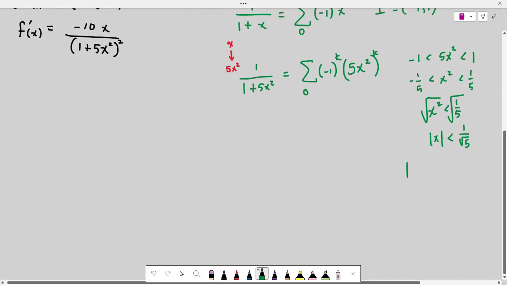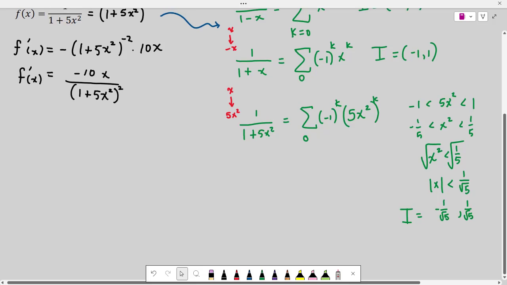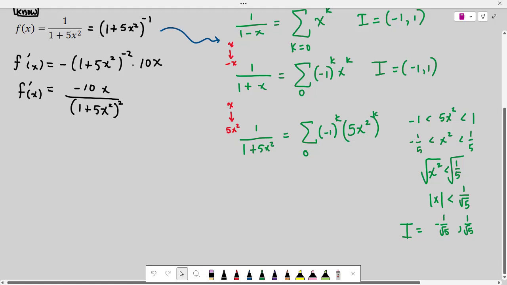So this tells us that this interval of convergence goes from -1/√5 to 1/√5, but we don't know about the endpoints yet. So we just know the left and right endpoint, but we don't know whether we include or exclude. All right. So we now have the power series for f. We just have to figure out, oh, I made one comment right there that was not true. Do we know these endpoints?